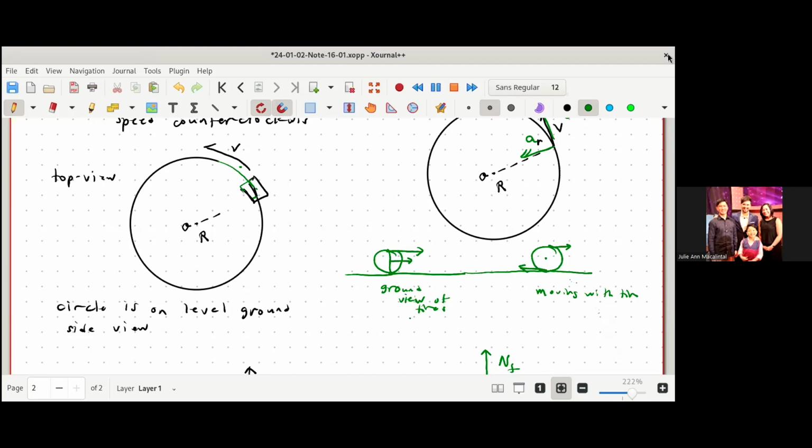So, nangyayari, when a car is moving, if it's not slipping, the tires should be instantaneously at rest. The contact patch, ito yung in contact with the ground. Ang tawag dyan yung contact patch. So the contact patch must be at rest relative to the ground.